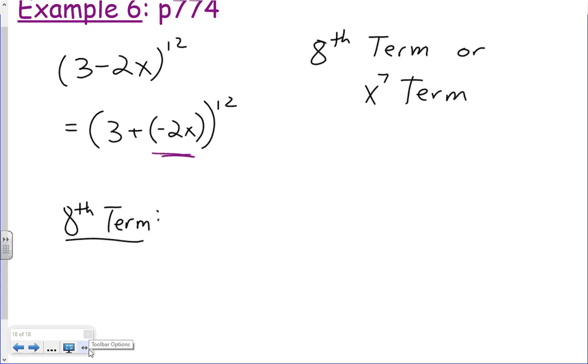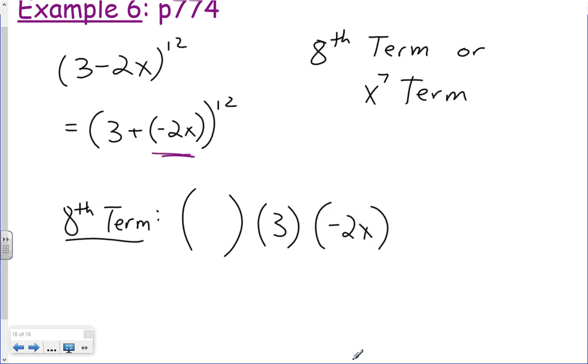All right, the 8th term is going to have a combination, and then it's going to have 3 raised to some power, and it's going to have a negative 2x raised to some power. That's the form of the answer I'm looking for. The question is, what's the combination that goes out front, and what are these two exponents I have to put on these two guys?